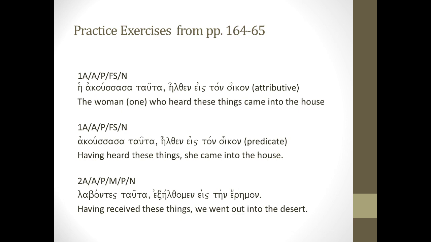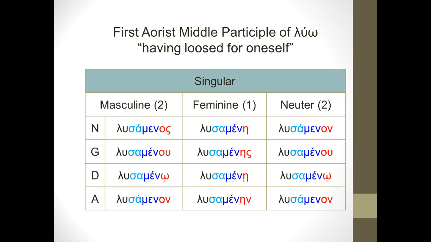Now, just as you learned a separate set of middle and a separate set of passive endings for the aorist verb, there are also separate endings for the aorist participle, both in the middle and in the passive. On your screen, you see the aorist middle participle.